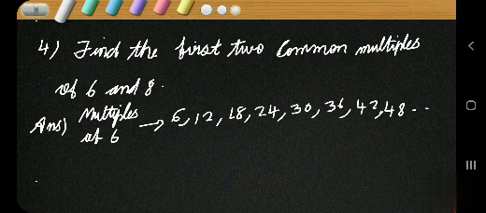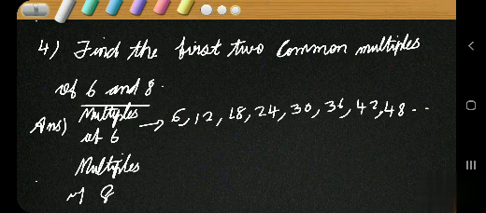Now down we have to write what? Yes, multiples of 8, isn't it? Why? Yes, we have been asked to find out the common multiples of 6 and 8, isn't it? So we have to write down the multiples of 8 also. Which are the multiples of 8?